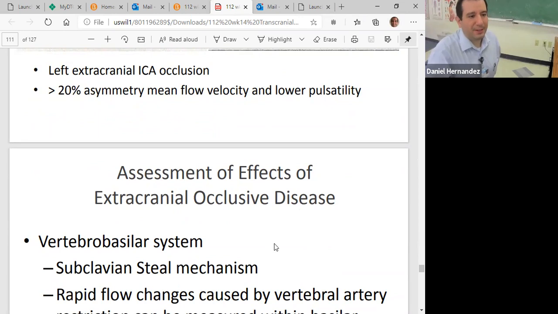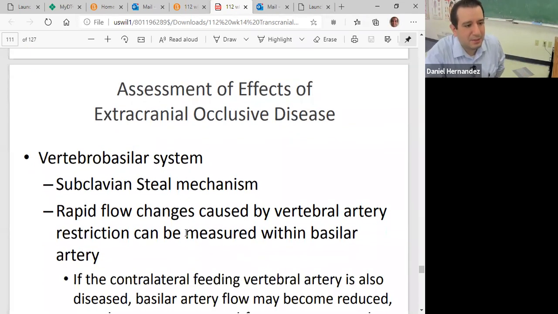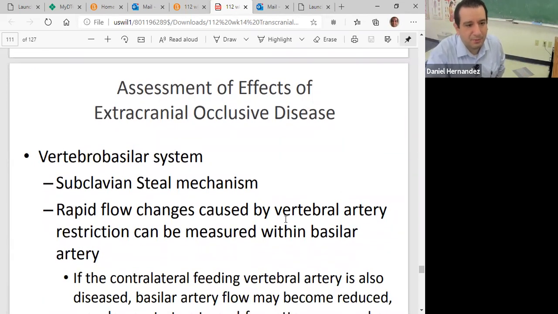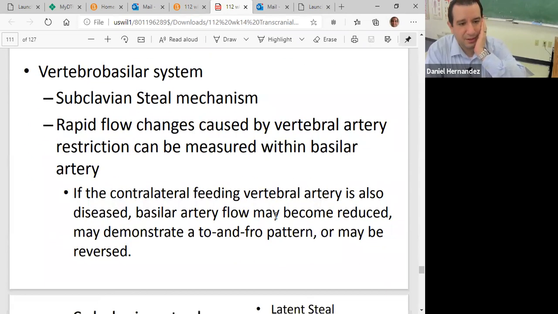So, assessment of effects of extracranial occlusive disease. For the vertebrobasilar system, in the subclavian steal mechanism, we have rapid flow changes caused by vertebral artery restriction that can be measured within the basilar artery. If the contralateral feeding vertebral artery is also diseased, the basilar artery flow may become reduced or may be reversed.